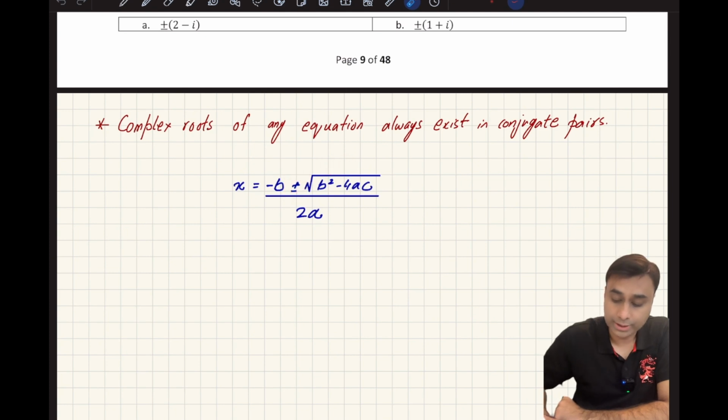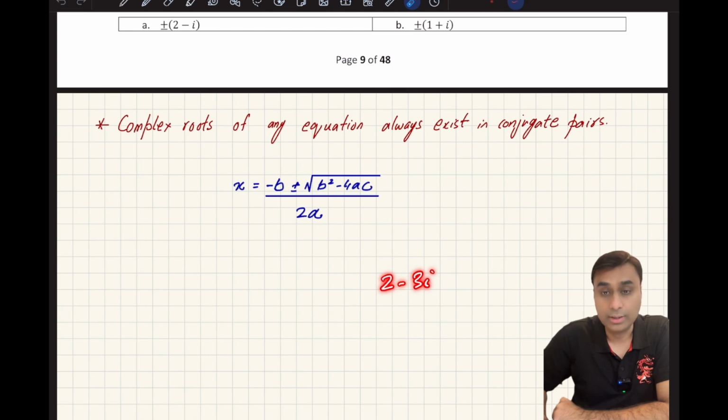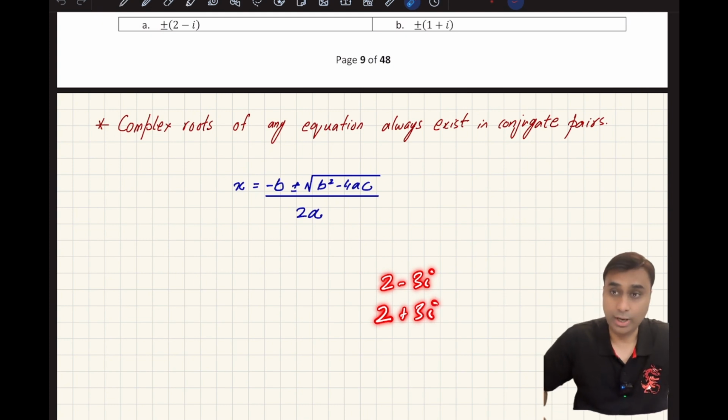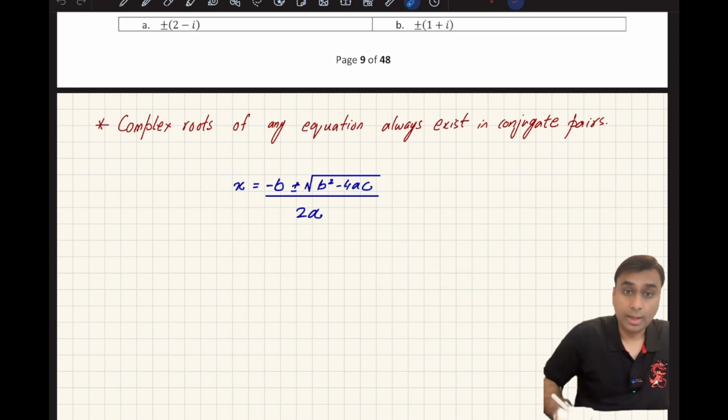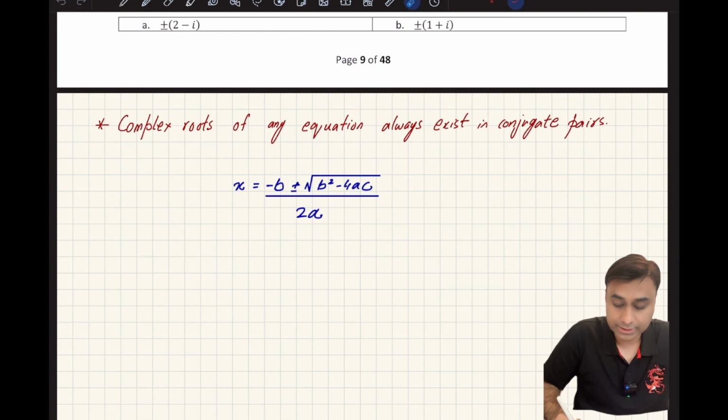For instance, if a particular equation has a root 2 minus 3 iota, then you must know that it has to have a root 2 plus 3 iota. If you have a quadratic equation, it can only have two roots, so if one root is 2 minus 3 iota, the other root would be 2 plus 3 iota. But if you have a cubic equation, and let's say it has a root 3 minus iota, then you know that one other root must be 3 plus iota.